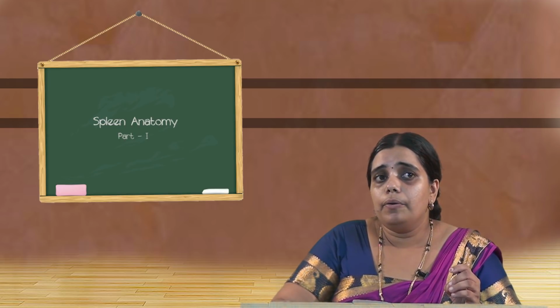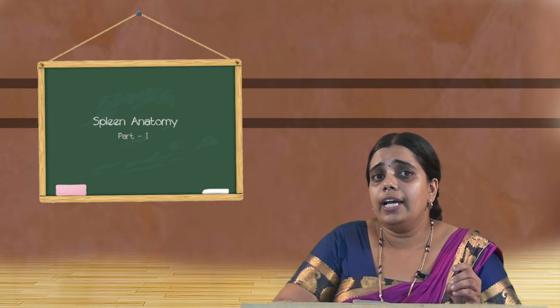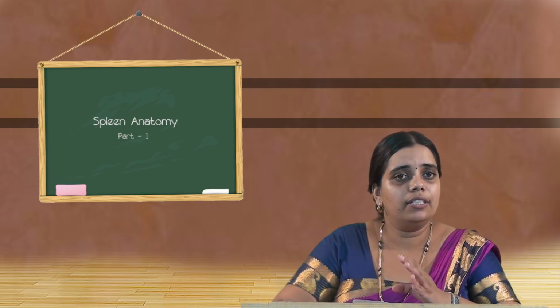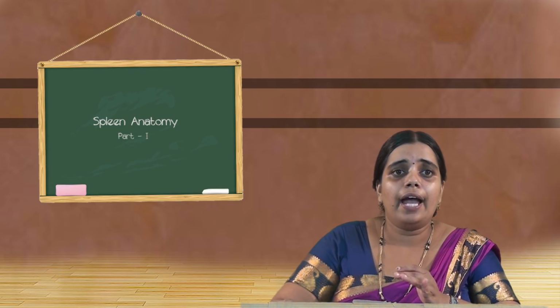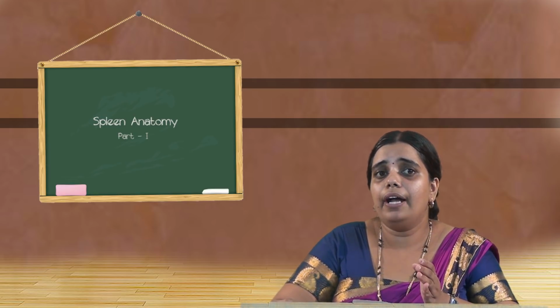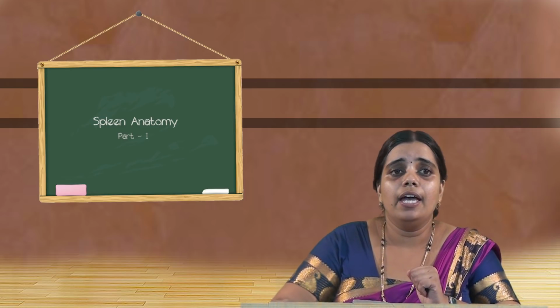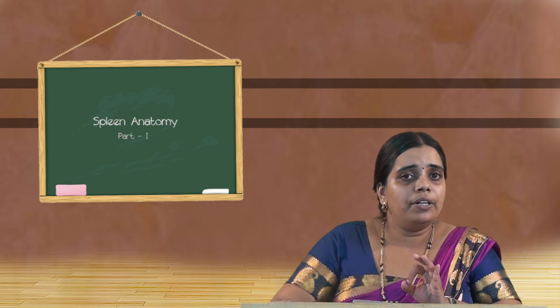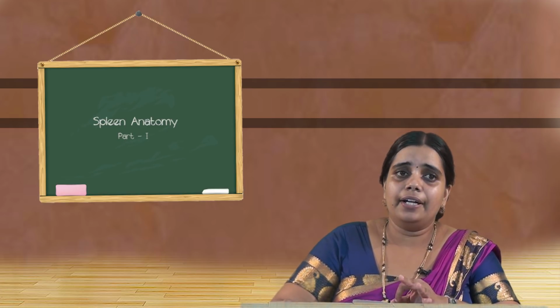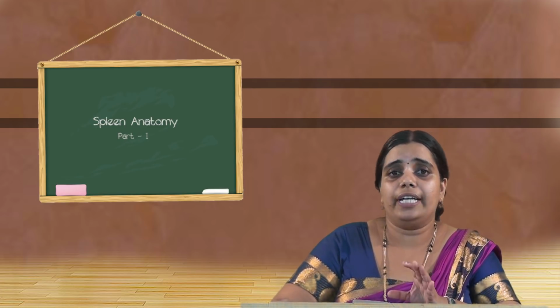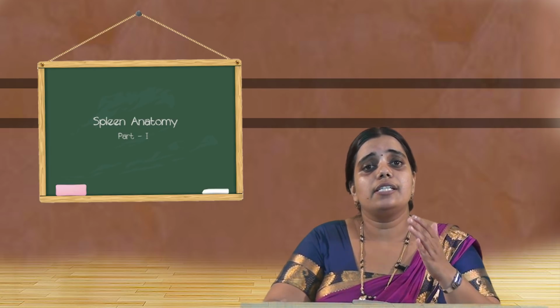Then we know that it is related to the left 9th, 10th and 11th ribs, and it is separated from the diaphragm by the costodiaphragmatic recess. Then one important point you should remember about the spleen is that it runs parallel to the 10th rib. Its position is oblique.